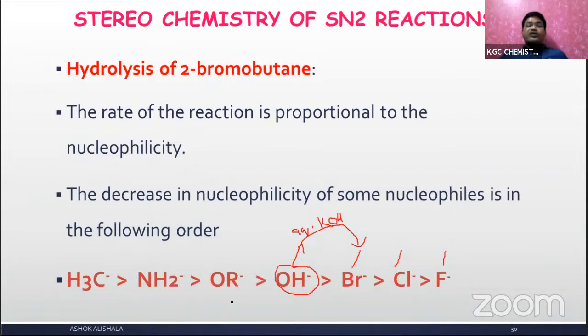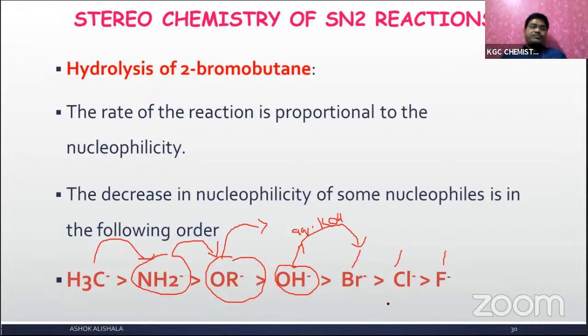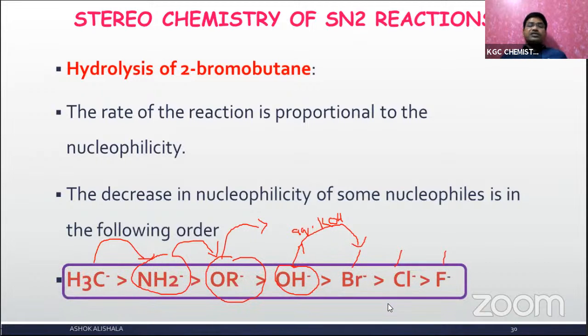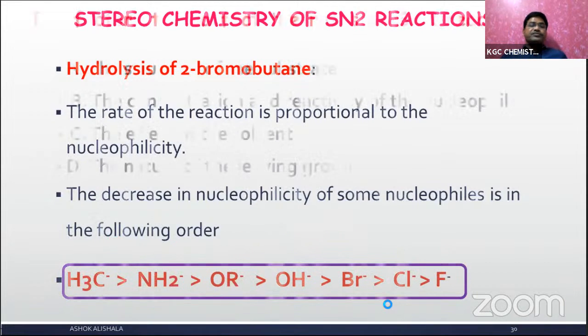Suppose if you want to replace the OH, then it is treated with the alkoxide. When you want to replace this alkoxide, you treat with the amide base. Then when we want to replace this one, we will take this methyl anion. See, this is going to be the case.